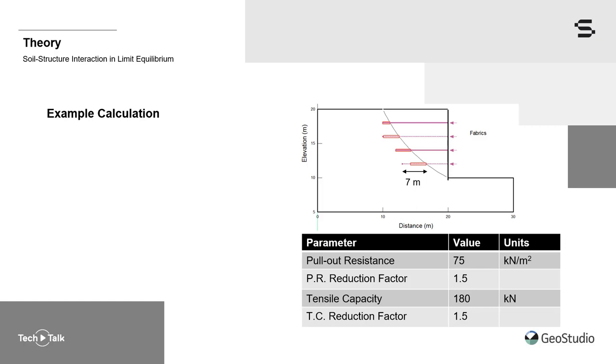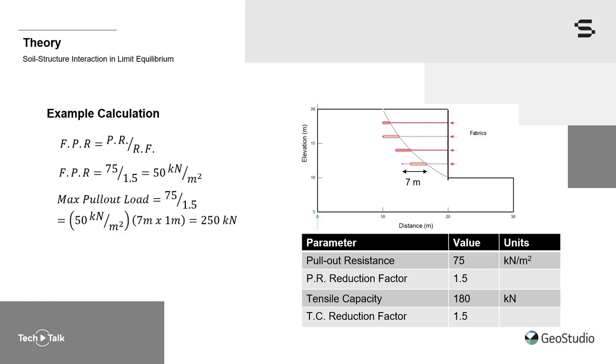We can now calculate the factored pullout resistance, FPR, which is the pullout resistance divided by the reduction factor, RF. Given that the reinforcement extends 7 meters behind the trial slip surface, the maximum pullout load is therefore 250 kilonewtons, calculated as 75 divided by 1.5 to give us the factored value of 50 kilonewtons per square meter, and taking that, multiplying by 7 meters of length times 1 meter in the out of plane direction gives us our max pullout load of 250.